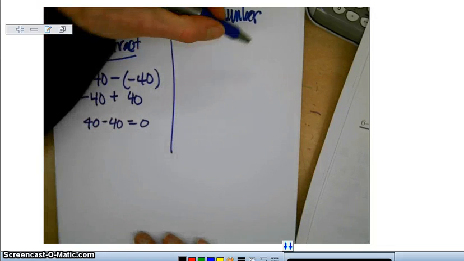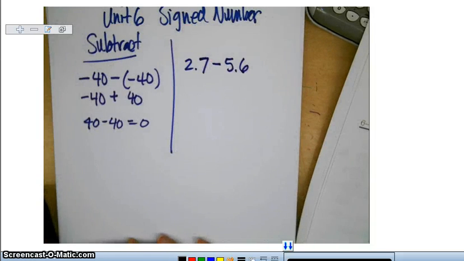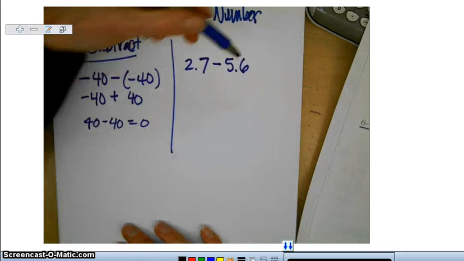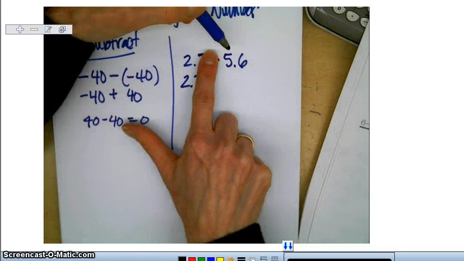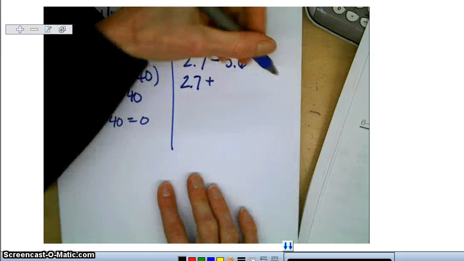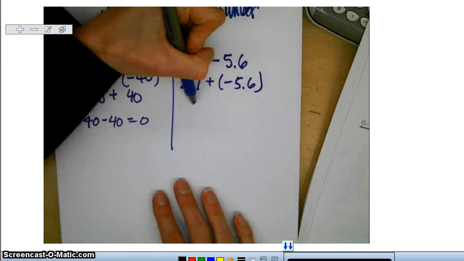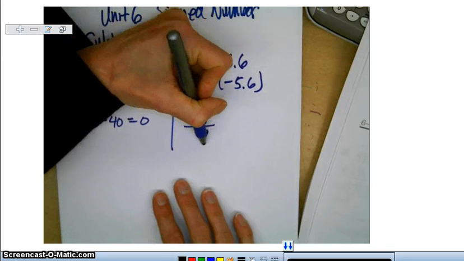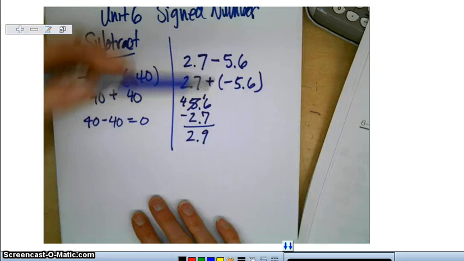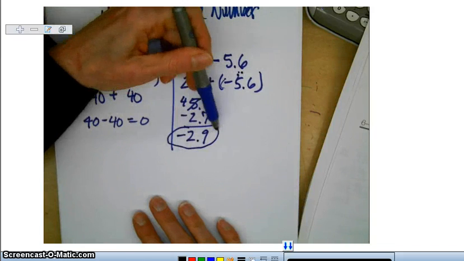All right, let's take a look at another one. Let's say I have 2.7 minus 5.6. Okay, to take 2.7 minus 5.6, I'm going to say 2.7 plus. That minus is what changed to a plus. So now my number is 5.6. It becomes the opposite sign, negative 5.6. Now I follow the rules for adding, which says I subtract these. So 5.6 minus 2.7, I get 2.9. Then I take the absolute value of these, and whichever one's greater, well, this is the bigger number, 5.6. It's negative, so my answer is negative 2.9.